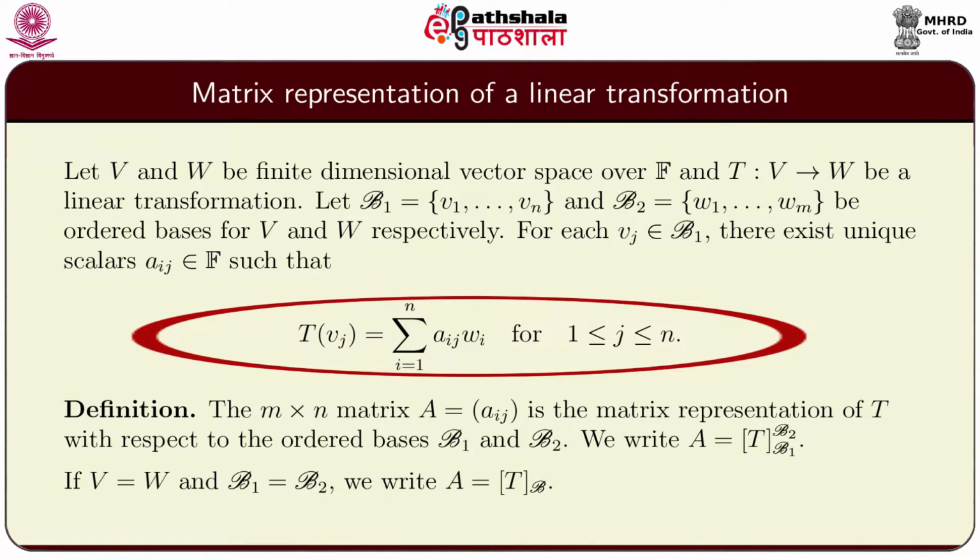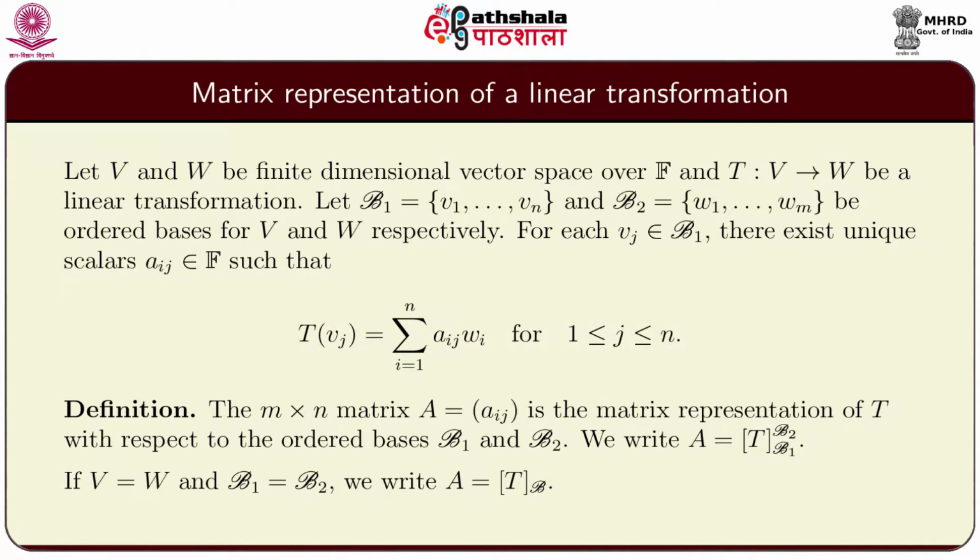And that is what you see, that T(vj) is equal to the summation i equals 1 to m of aij wi, where aij's are unique scalars in the field F. It is clear that the purpose behind this double indexing is that we have the vectors vj's and the vectors wi's, and we want to write each of T(vj) as a linear combination of the wi's. That is why we use this double indexing for the scalars and write them as aij's. Therefore, we have m into n many of them.